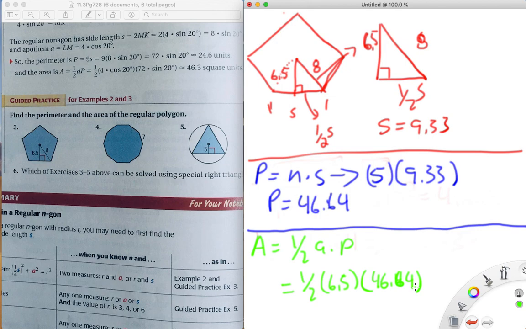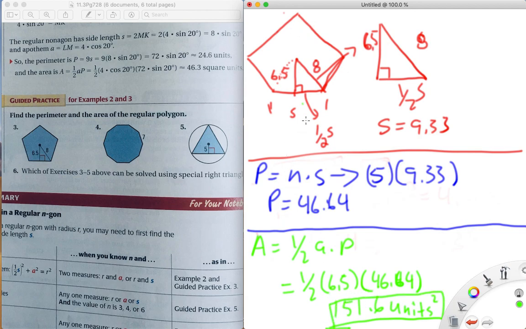That gives me an area of approximately 151.6. And I got 151.6 units squared. Remember that we're finding the area, so your units will always be squared. Alright, so what did I do?